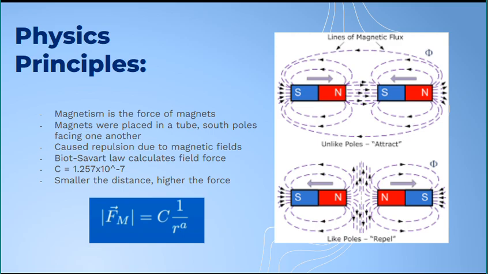In this equation, the F with the little m is the force of the magnet, C is the permeability constant, or 1.257 times 10 to the negative 6, and R is the distance between the magnets. For this reason, only A needed to be calculated.